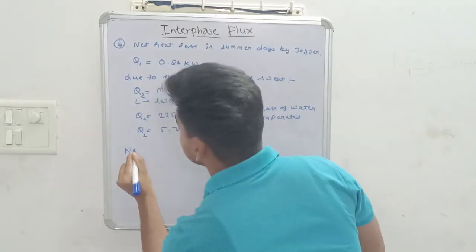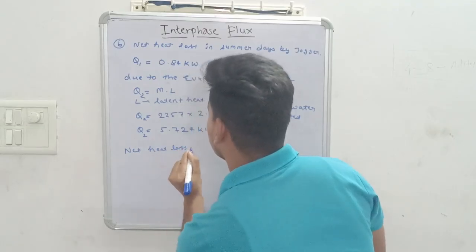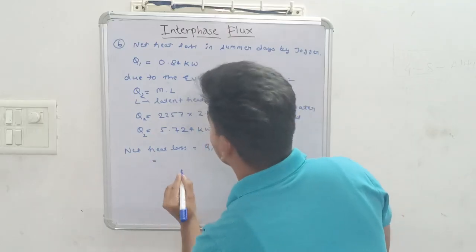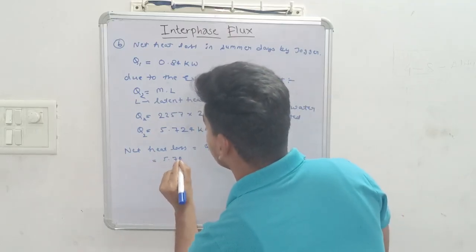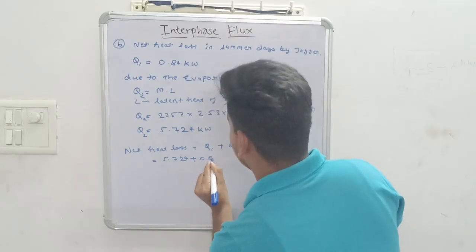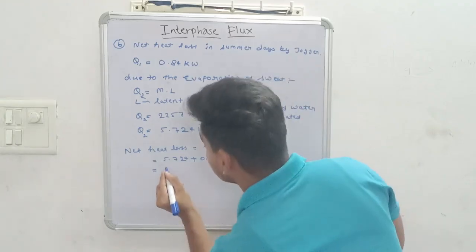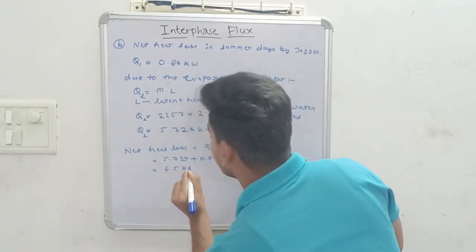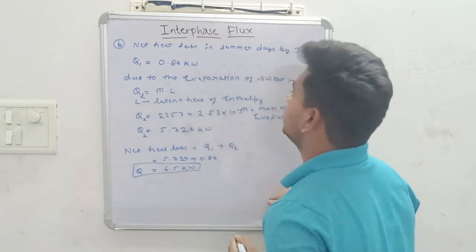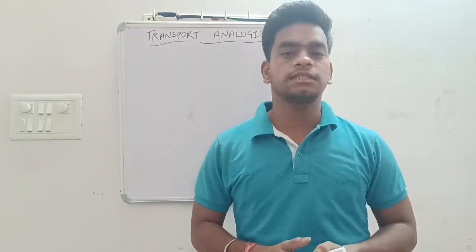In summer days, the total heat loss is equal to Q1 plus Q2, which is 5.724 plus 0.84, which comes out to be 6.5 kilowatt total heat released or lost. So further we are moving to solve our next problem.